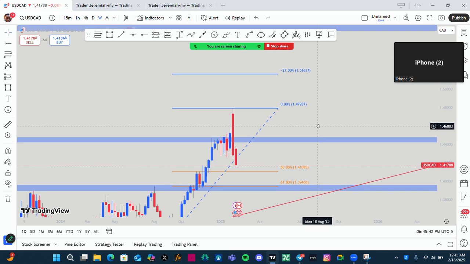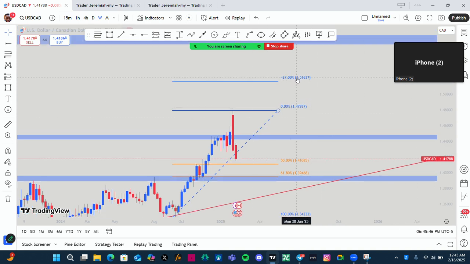And also, this 27 Fibonacci level was an extension level, so what it means is that you can still use this level to find maybe a support or a resistance.